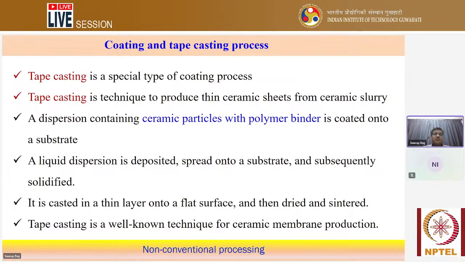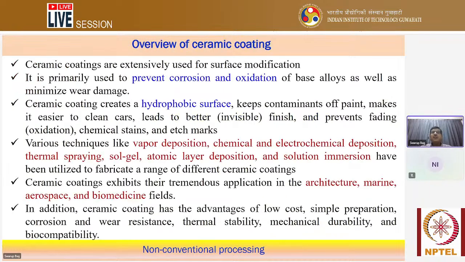Tape casting is a very well-known technique associated with ceramic membrane production. Similarly, we can use several ways of ceramic coating also. Ceramic coating is nowadays extensively used, and basically we use surface modification to achieve certain properties of the surface. Mainly, the purpose of the ceramic coating is to provide corrosion resistance, and of course resistance from oxidation for the alloy.